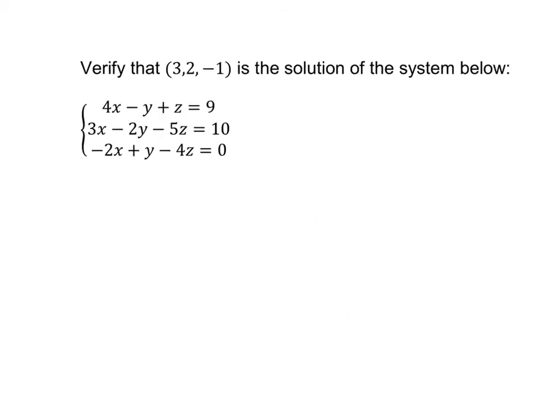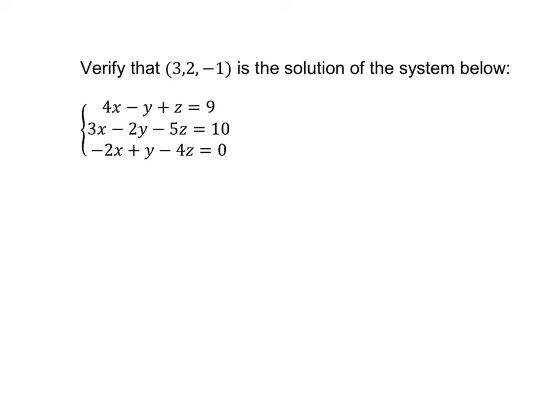So what does it mean that this is the solution of this system? Well, think about this word we've been talking about a lot, solution. That means that this ordered triple satisfies all three of the equations in the system. In other words, if I were to substitute 3, 2, and negative 1 in for x, y, and z in all three of these equations, they would all result in a true statement.